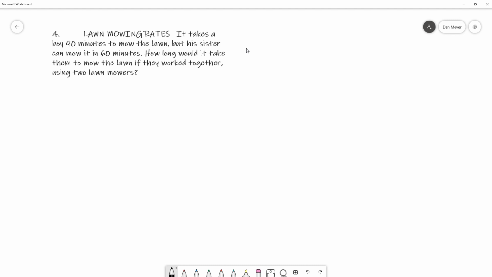It says, it takes a boy 90 minutes to mow the lawn. His sister can mow it in 60 minutes. How long would it take them to mow the lawn if they worked together using 2 lawn mowers? So again, I think of these as work mixture problems, in the sense that I'm mixing the boy's mowing with the girl's mowing, and they're trying to accomplish a task. That's where the work part is coming into play. Whether you're pumping water into a pool or out of a pool, you're trying to accomplish a task. Okay, and there's a mixture of a couple different kinds of hoses.